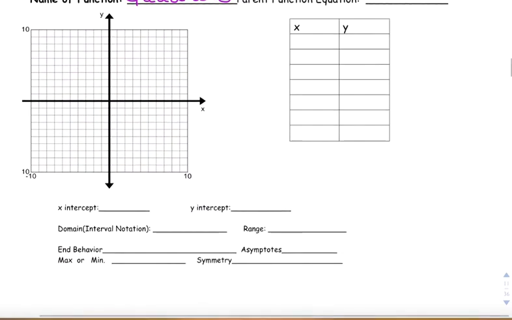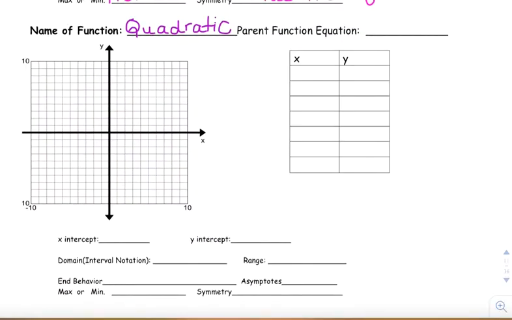Our quadratic parent function equation will be this: f of x equals x squared. We're going to follow the same pattern. We're going to use some negatives, use some positives, and always want to know what's going on at 0.